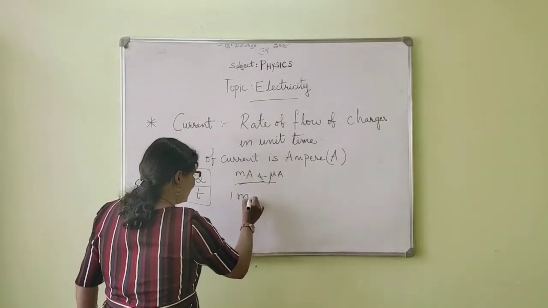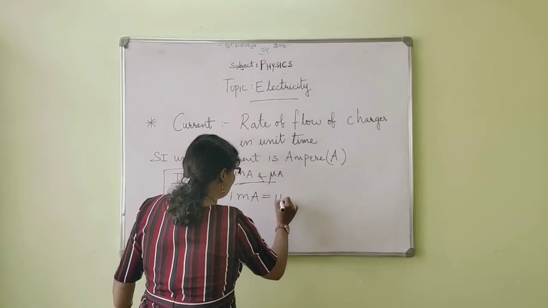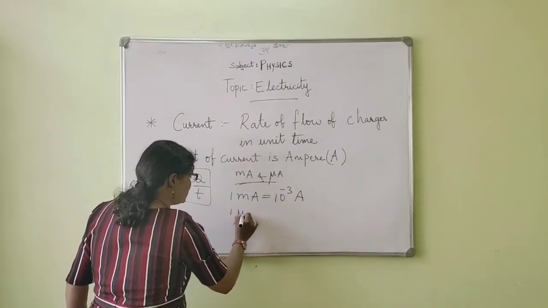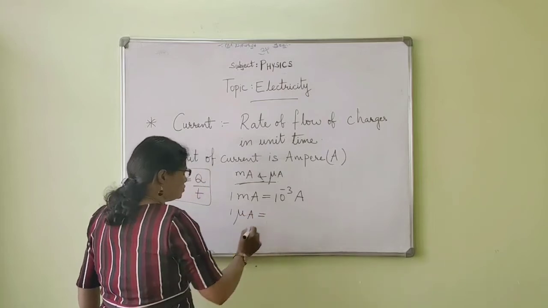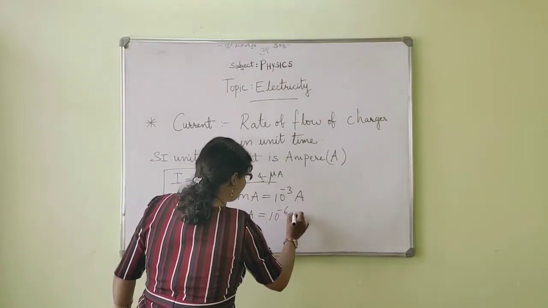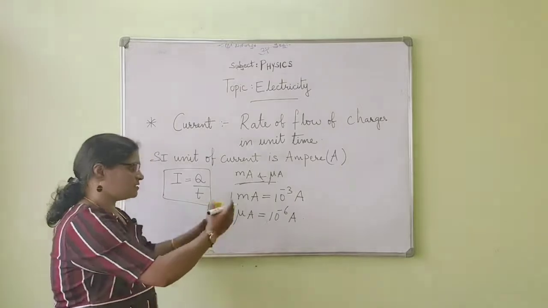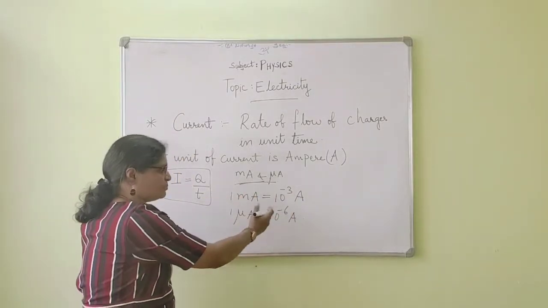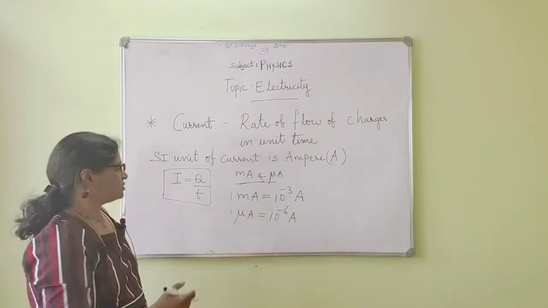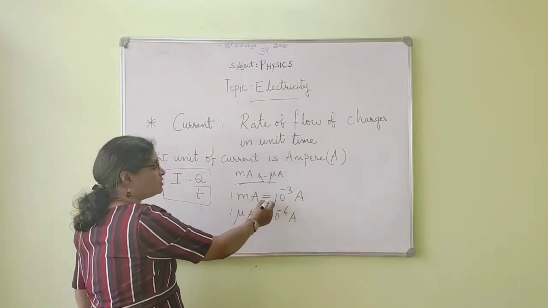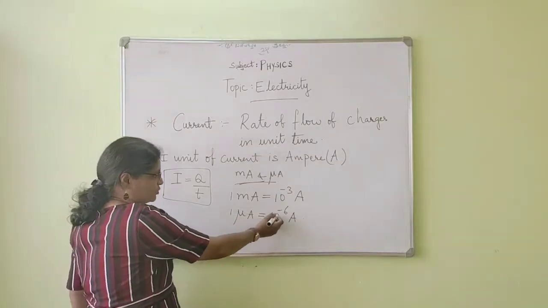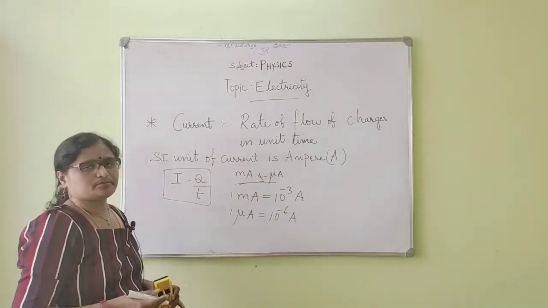So 1 milliampere is equal to 10 to the power of minus 3 ampere, and 1 microampere is equal to 10 to the power of minus 6 ampere. This is the relationship between milliampere and ampere, and microampere and ampere. 1 milliampere is equal to 10 to the power of minus 3 ampere and 1 microampere is equal to 10 to the power of minus 6 ampere.